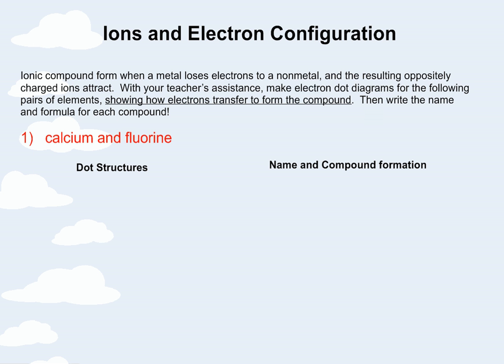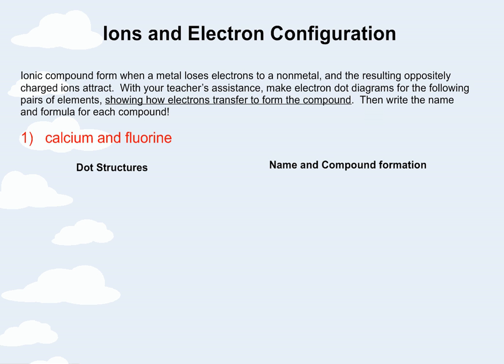Okay, so the last thing I need to teach you in this video is how to draw the transfer of those electrons to form a compound. So it says ionic compounds form when a metal loses electrons to a nonmetal and the resulting oppositely charged ions attract. With your teacher's assistance, make electron dot diagrams for the following pairs of elements showing how electrons transfer to form the compound. Then write the name and formula for each compound. So we're putting a bunch of skills together. You really do need to be able to do this.